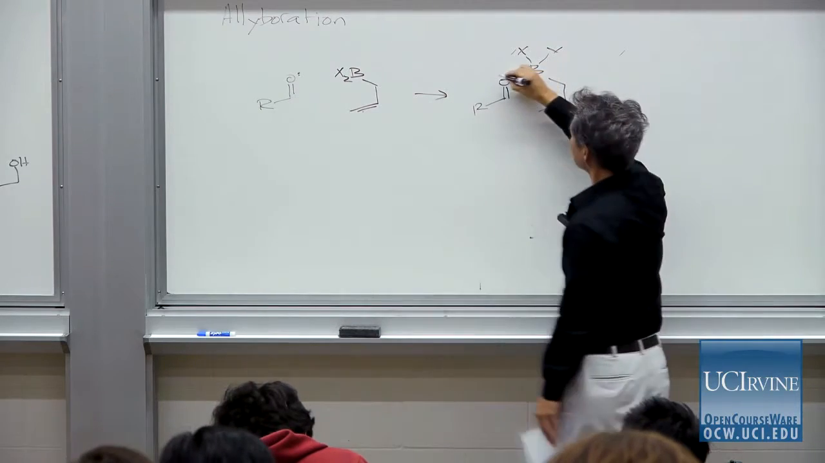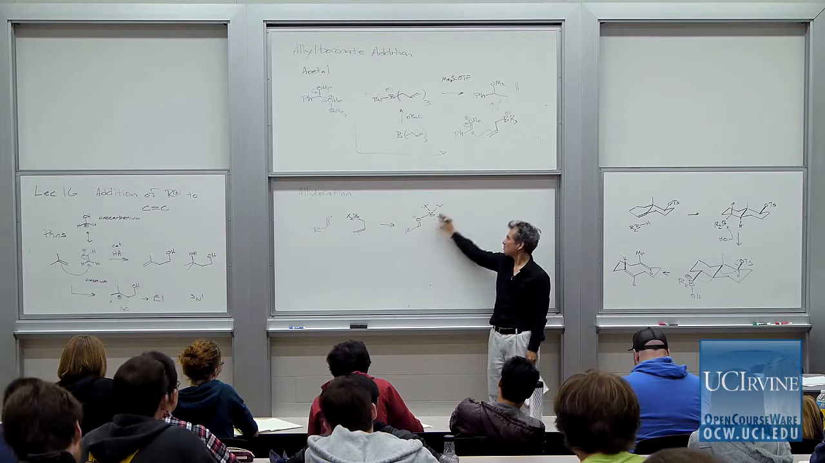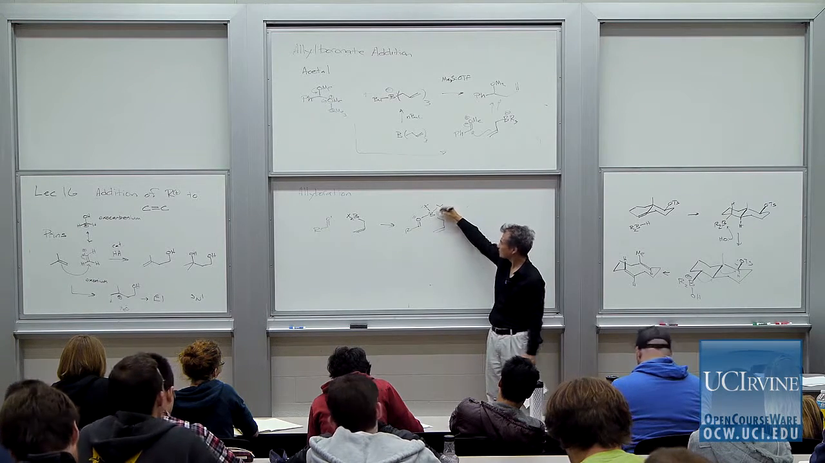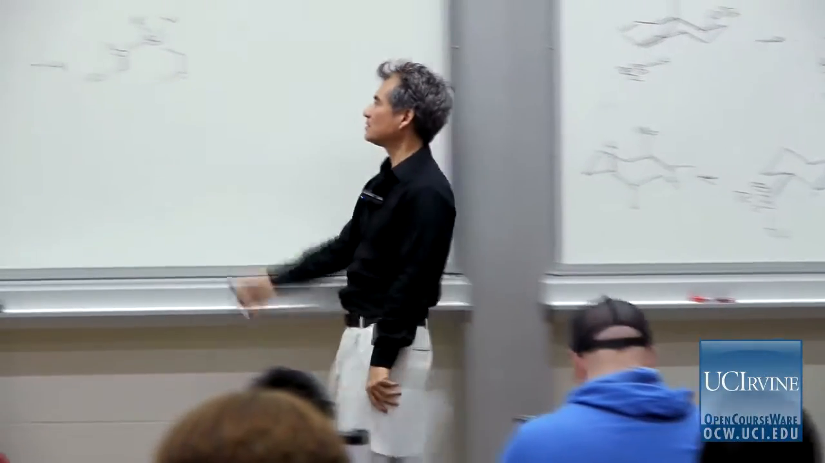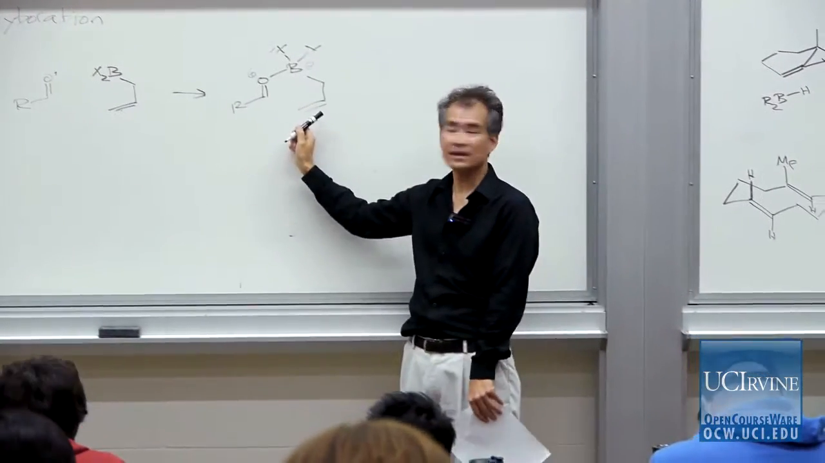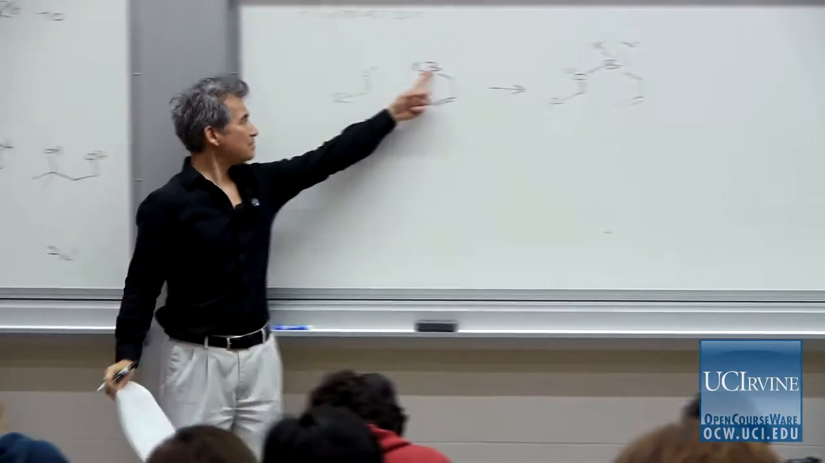When you do this, this now becomes more electrophilic. But look what happens to the boron at the same time. Now, the allyl system is more nucleophilic. This is more electrophilic. This is more nucleophilic. To start off, this is not nucleophilic at all. There's actually an empty p orbital over here.